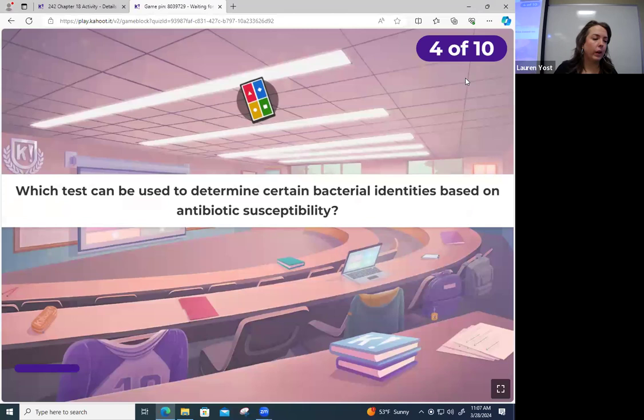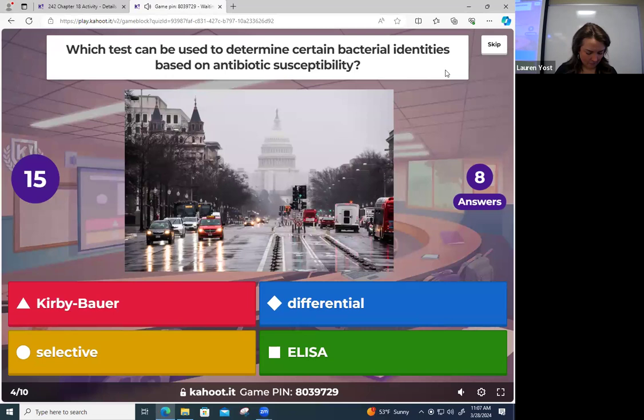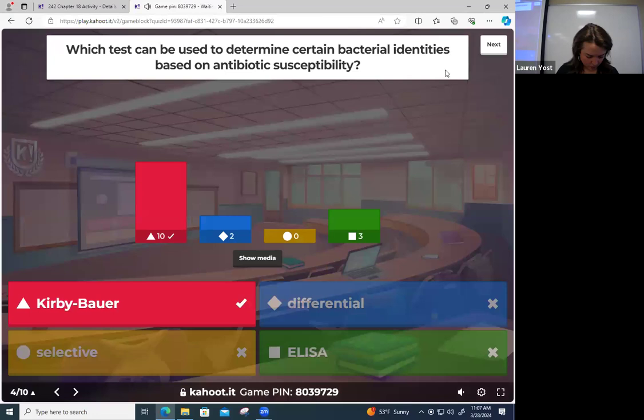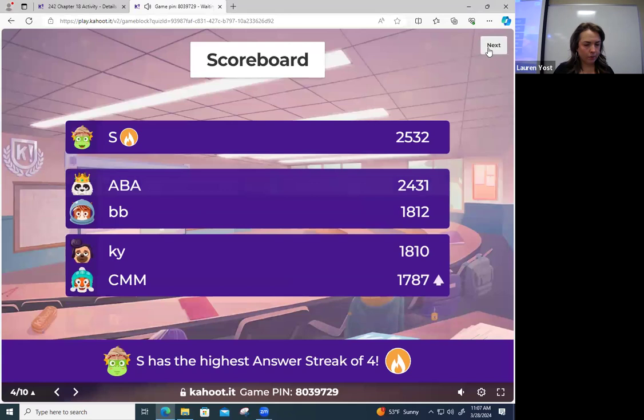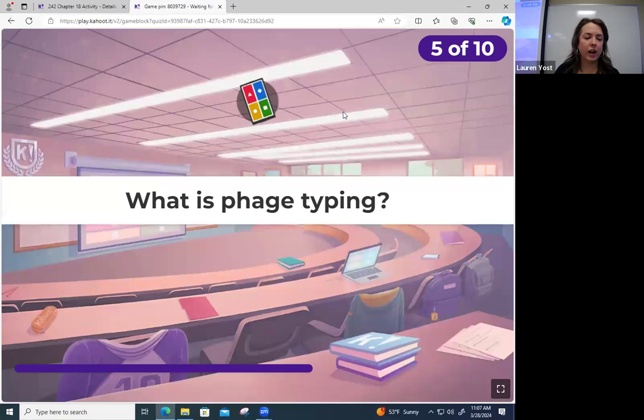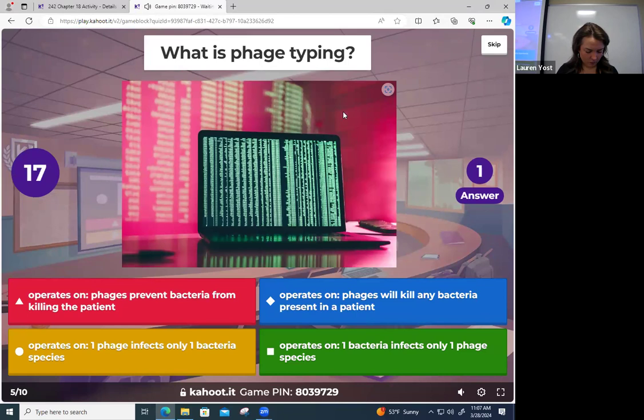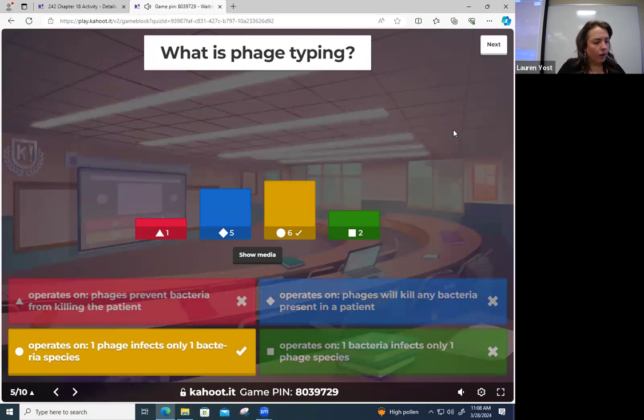Which tests can be used to determine certain bacterial identities based on antibiotic susceptibility? That is Kirby-Bauer. Good job. What is phage typing? One phage infects only one bacteria, so we can use that concept. If it infects it, it is a phage for this bacteria. Then we can diagnose using that information.